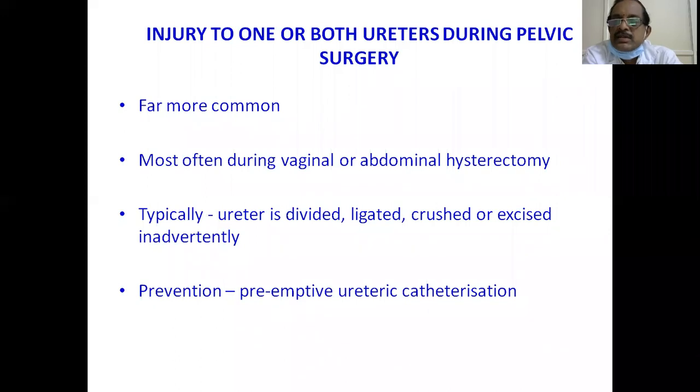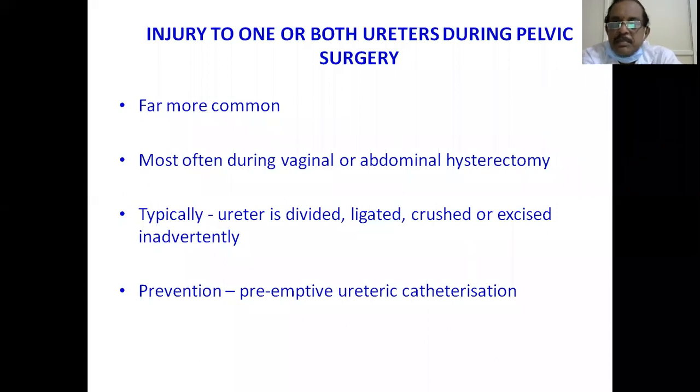If it is done on one side, it is a unilateral injury. If it is done on either side, then it is a bilateral ureteric injury. The ureter can be damaged in so many ways. It can be divided, ligated, crushed, or excised inadvertently. This happens even in some abdominal surgeries like AP resection of the rectum for rectal cancer. You can injure the ureters, either by cutting or devascularizing them, as I said.